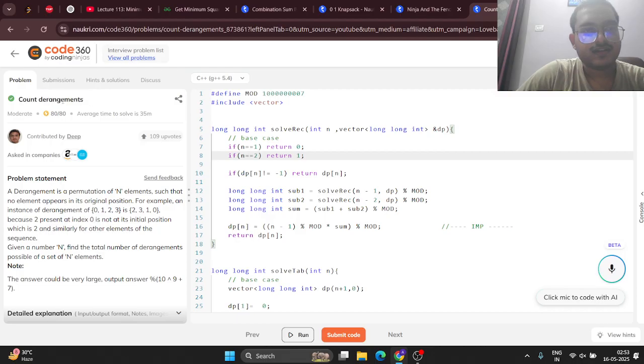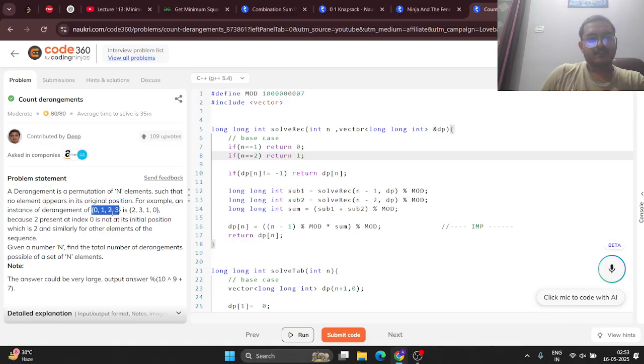Since we are finding the derangements, let's say for this 0, 1, 2, 3, we can't place 0 at the 0th index. So we can place it at either 1 or 2 or 3. So let's say we are placing it at some ith index, let's say i is 2, for example. So there are two possibilities. Either we completely swap them, so that would be like a derangement: 2 is not at its original position and 1 is also not at its original position.